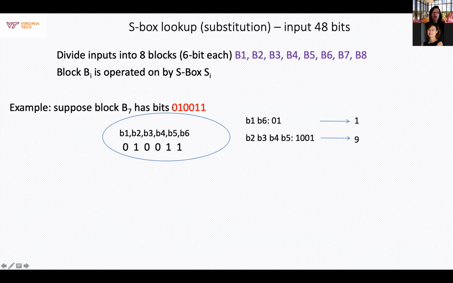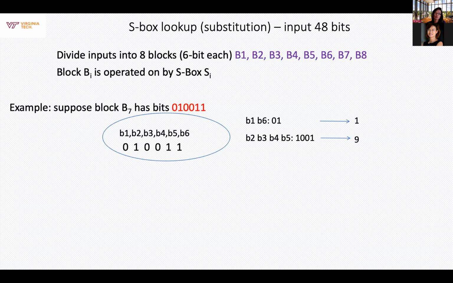Suppose we are talking about block 7. We have 8 blocks, and we have already done 6, and we are now in block 7. Block 7 has bits 0, 1, 0, 0, 1, 1. You take the first bit and the last bit and put them together as one value. In this case, it's 0, 1, so that's 1. The rest of the bits form another number, in this case 1, 0, 0, 1, which in binary is 9 in decimal.